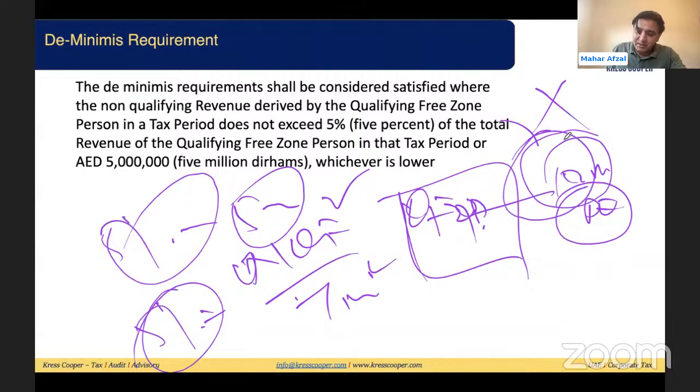In the same way, this income which will be subject to tax straightforward at 9% will not be included in the 5 million which is required to bust the de minimis criteria. So this is the important thing you need to keep in mind.